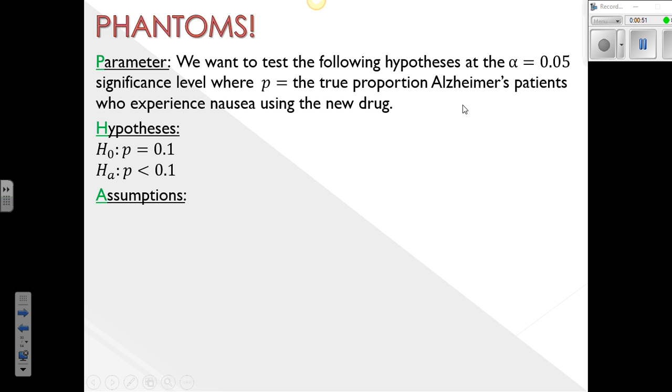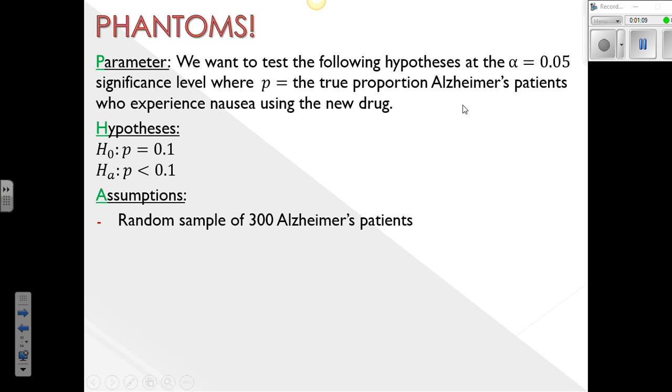All right, assumptions. What are 2 assumptions here for a OnePropZTest? Randomization. Do we have it? How so? We had a random sample, right? Of 300 Alzheimer's patients. Okay.